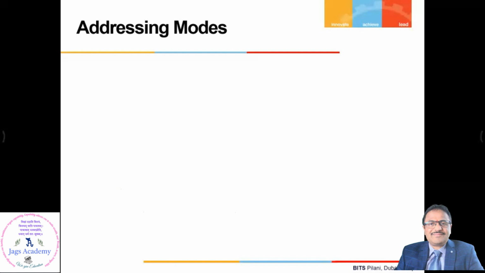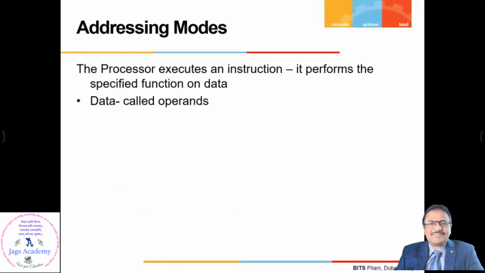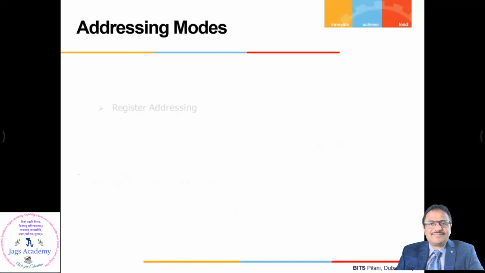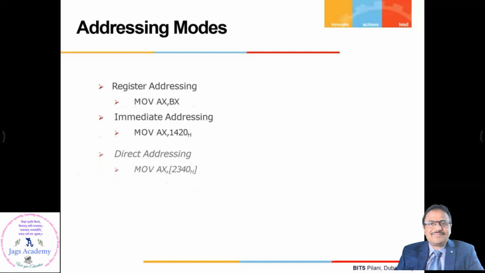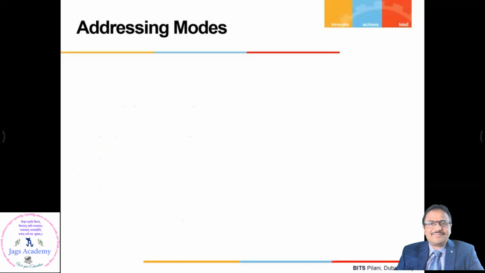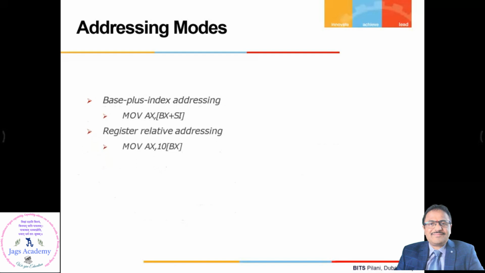How many addressing modes have we seen? Register addressing mode, this is the example for register addressing mode. We have immediate addressing mode, this is the example. Direct addressing mode, example for direct addressing mode. Then you have register indirect addressing mode, which I explained in my last class. This is called base plus index addressing mode, and this is register relative addressing mode, and base relative plus index.